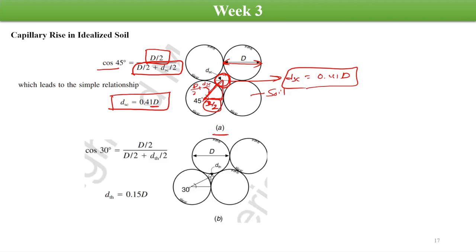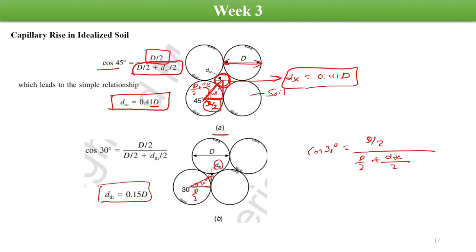Then the second arrangement, the densest arrangement, is the tetrahedral arrangement. In that arrangement, the triangle will remain the same, but the contact angle, which was 45 degrees here, is 30 degrees here, so the angle will change. If we write the formulation with cos 30 degrees, it's going to be d by 2 divided by d by 2 plus d tetrahedral by 2, right? If we solve this, we obtain d tetrahedral is going to be 0.15 times the grain size, or the grain diameter.